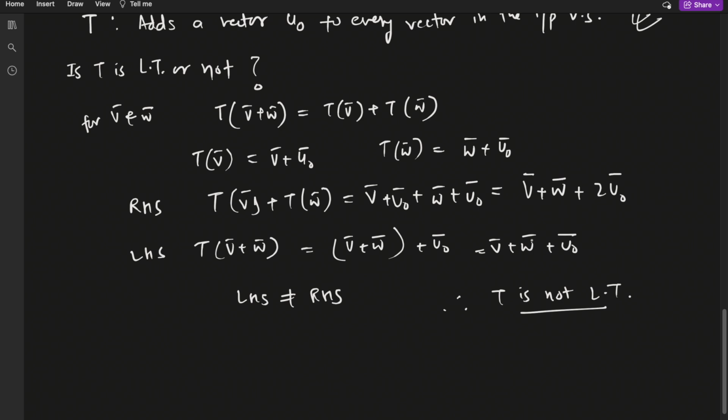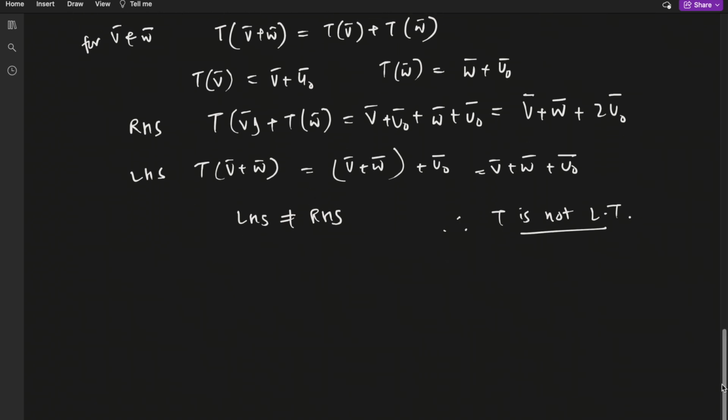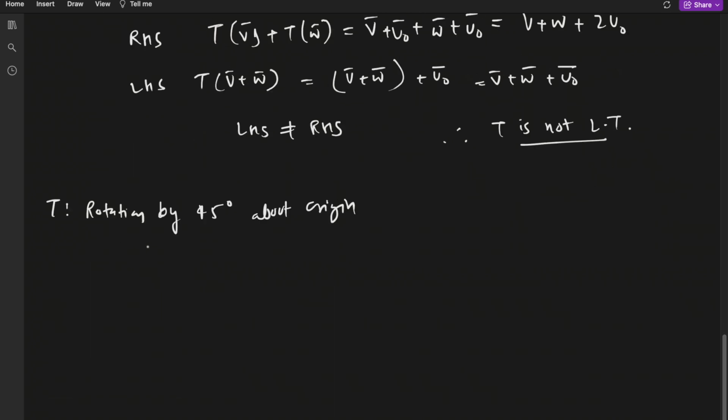Okay, so now the next thing. Now we will take another transformation. This is a rotation transformation, rotation by, let us say, 45 degrees about the origin. So is it a linear transformation? Yes, it is.